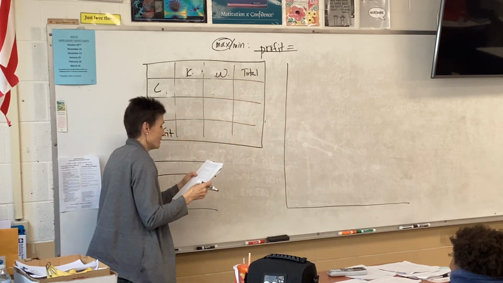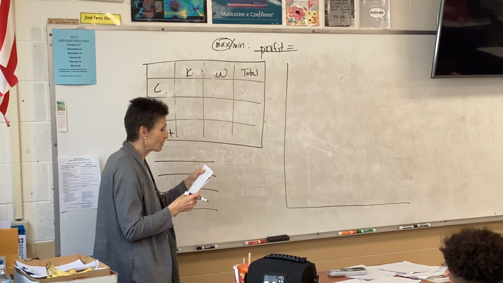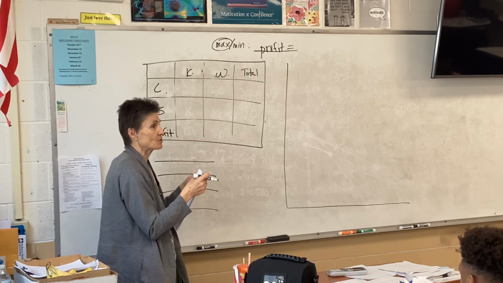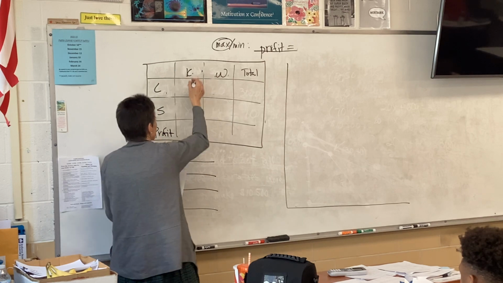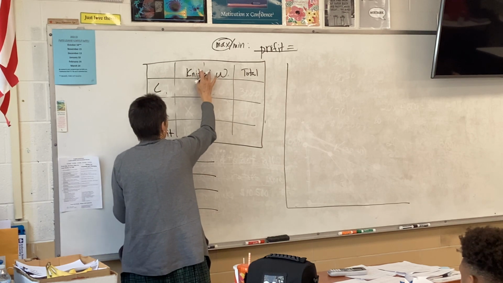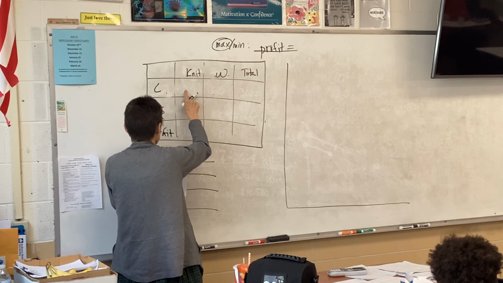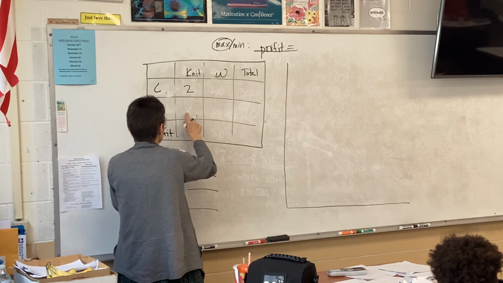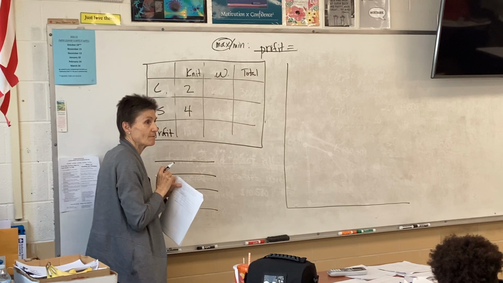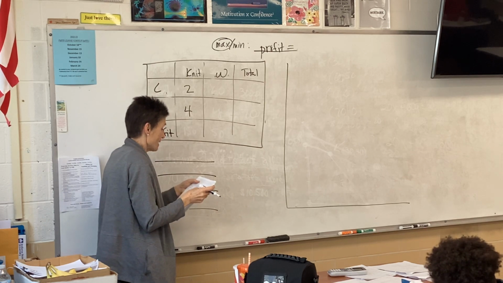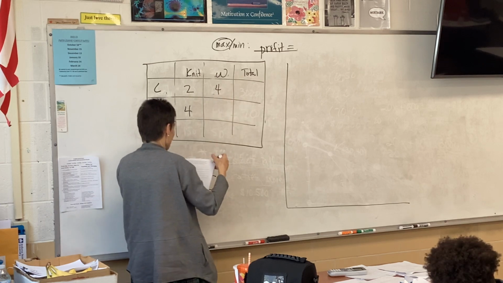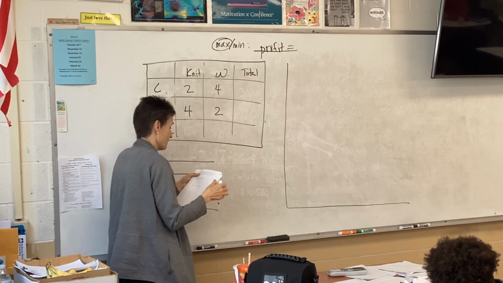Okay. All right. It takes a tailoring firm 2 hours of cutting and 4 hours of sewing to make a knit suit. So here's the knit suit. Cutting for a knit is 2, and sewing for a knit is 4. Does that make sense to everybody? To make the worsted suit, it takes 4 hours of cutting and 2 hours of sewing.